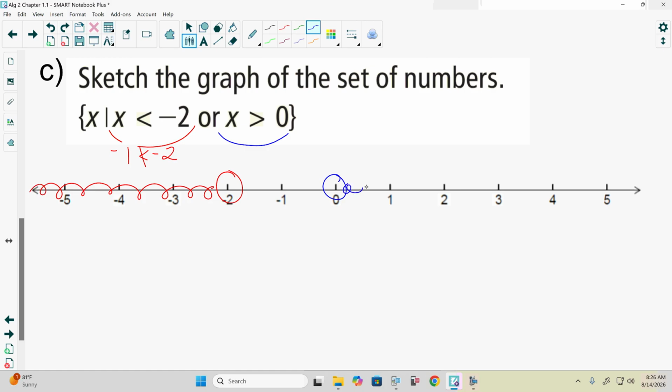Zero, and then we're going to the right, because 1 is indeed greater than 0. And 5 is greater than 0. It is possible for these two OR statements to actually go towards each other. If they do, we're covering up the whole line. It's everything. Questions on this here?